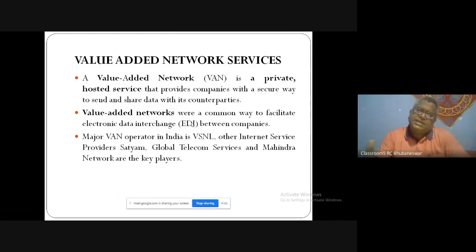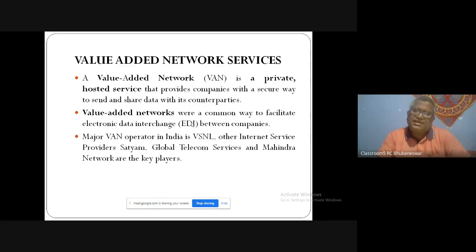Another concept has developed nowadays in addition to EDI. Nowadays there is no need of EDI, there is a need of applications, through the cloud computing concept. Every document can be kept through the cloud. This is the addition, value added network services.